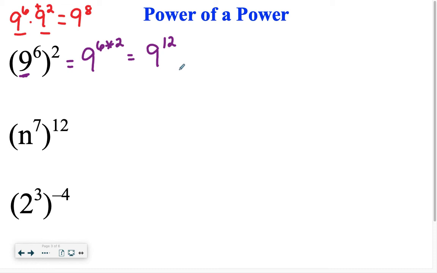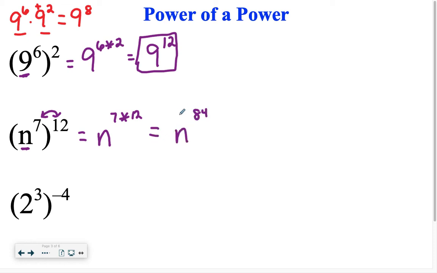So then you'd have 9 raised to the 12th power, which is a very large number that if you type it in your calculator is going to give you an answer written in scientific notation. So you can just leave that as 9 to the 12th power. Then if I look here, n only appears once, so I'm going to multiply my two exponents together. I'm going to say n to the 7 times 12, or 7 times 12 is 84. So my answer would be n to the 84th power, and that would be my final answer.